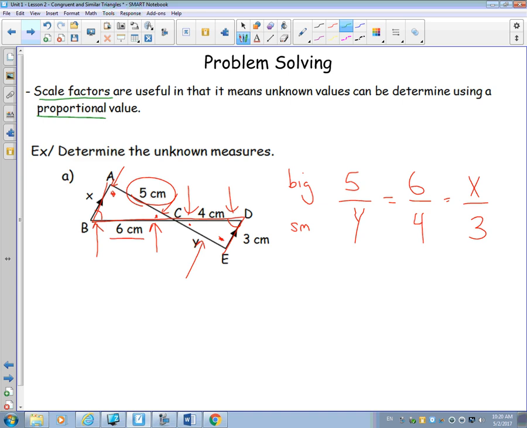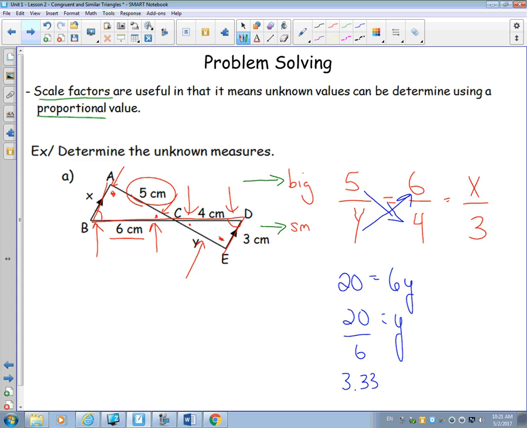Now I'd like to point out one thing here before I start. Make sure everything on the top is from one triangle, all from the big. Everything on the bottom is from the other triangle, all from the small. Otherwise the math won't work very well. So let's cross multiply. 5 times 4 makes 20. 6 times y makes 6y. So y is 20 divided by 6. Whatever that happens to be. Is that 3.33? Is that right? 3.33? Yeah. There's y.